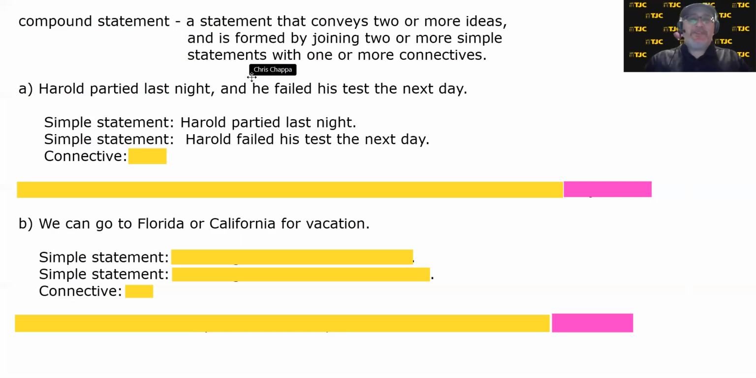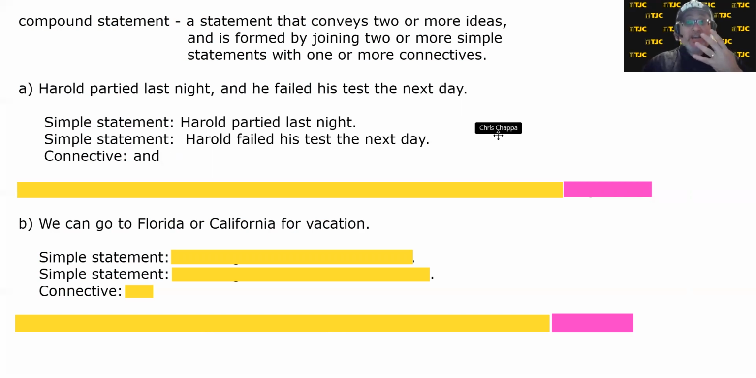I know it doesn't explicitly say it here. It says he instead of Harold, but you have to have a little bit of flexibility when you're building compound statements or unpacking them into simple statements when it comes to things like pronouns. Harold failed his test the next day is the second simple statement. And guess what word connects them as if it wasn't obvious? The word right between them, the word and.